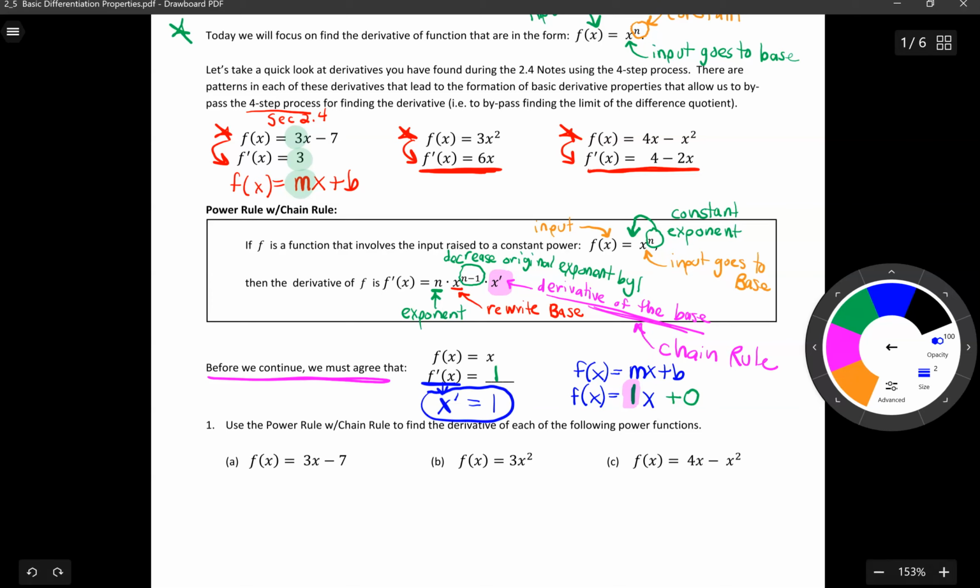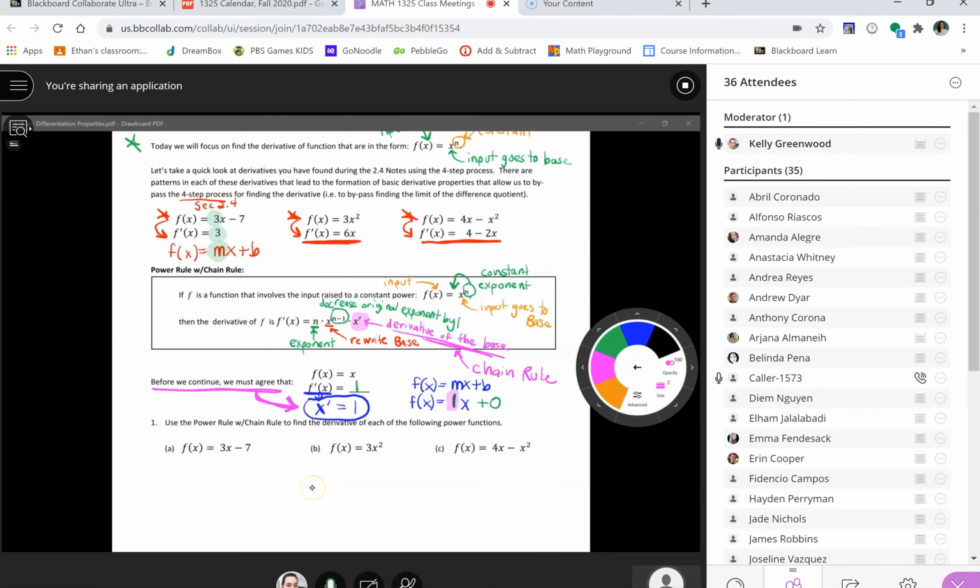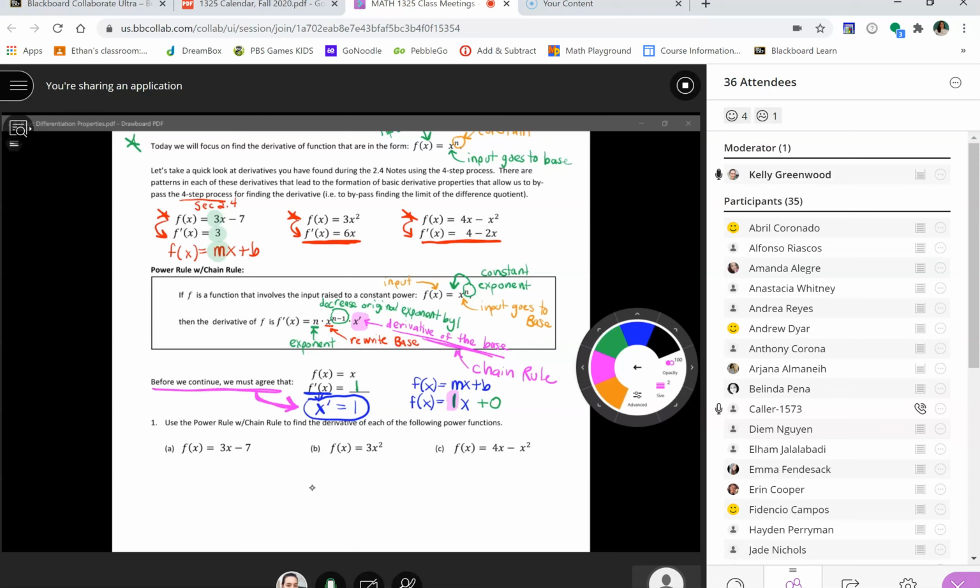If you have a plain old x, that's a linear function. A plain old x is a linear function. There's an understood 1 from the x, which is the slope. So the derivative, which is constant, has to be 1. So you have to agree on that before I show you what we're about to do. So show me your status. Do you agree that the derivative of a plain x, the derivative, the rate of change, the slope of x is 1? Do you agree?